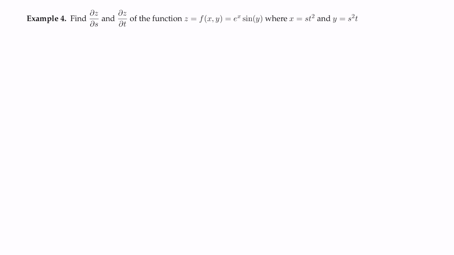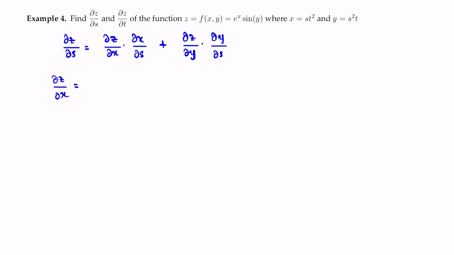So again, I'm going to use the formula partial z, partial s. This is equal to partial z, partial x times partial x, partial s, plus partial z, partial y times partial y, partial s. Here, I want to do partial z, partial x, that is equal to e to the x times psi of y. Partial x, partial s is going to be t squared.